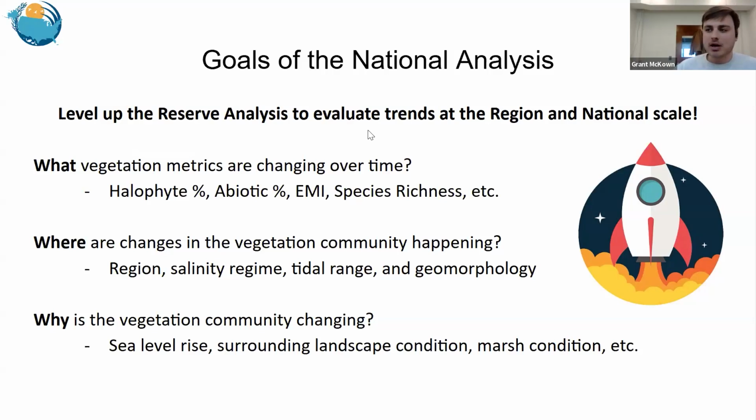We also were concerned about where the changes in the vegetation community are happening. Are they happening in different regions? Are they happening in different salinity regimes or tidal ranges or geomorphology? And lastly, we want to know why the vegetation community is changing. So we looked at certain metrics that were already calculated or monitored, including sea level rise, maybe the surrounding landscape condition, or how degraded the platform might be.